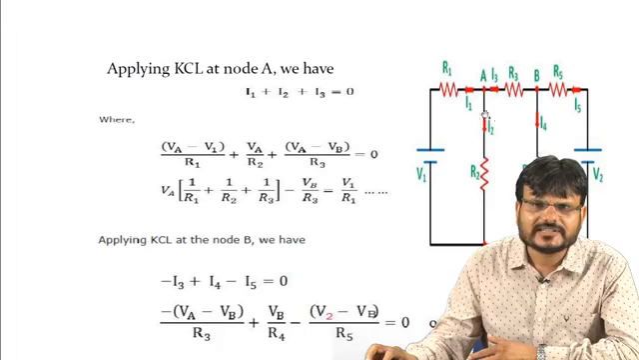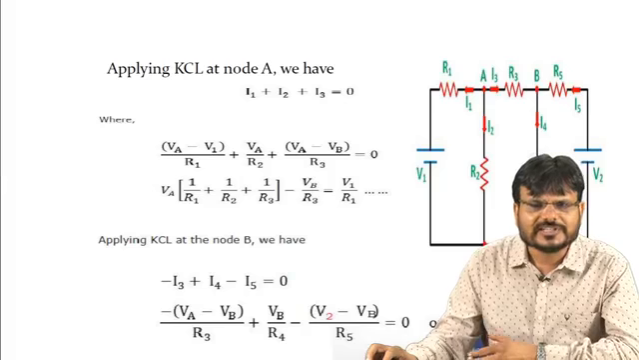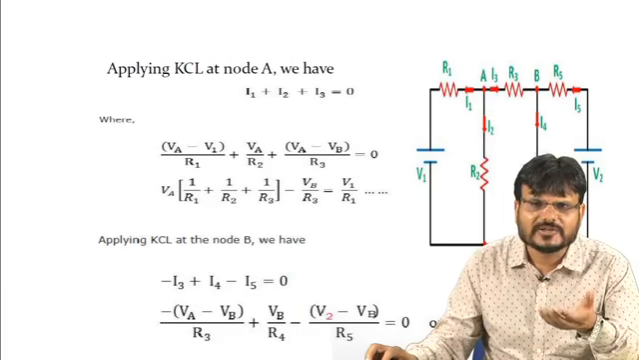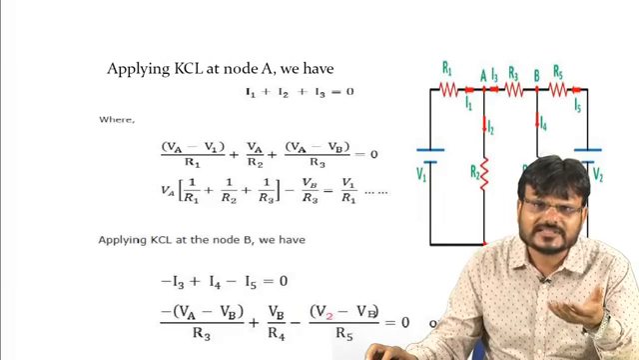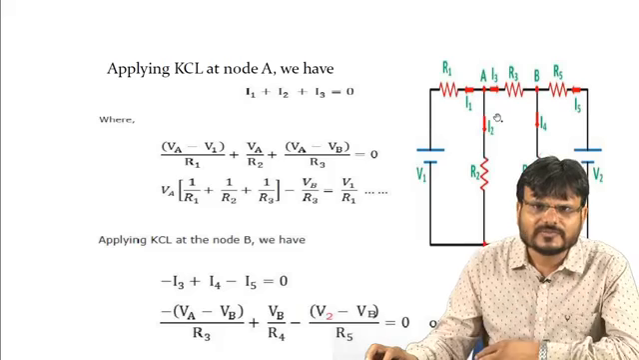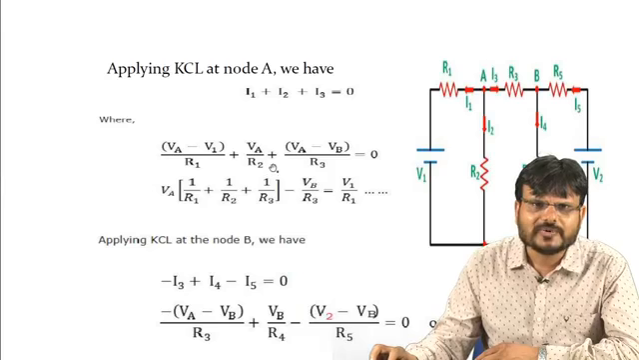Now the second current is I2. I2 is equal to VA minus VD upon R2. VD is a reference node, and the value of this reference node is taken as 0. So the net voltage is VA minus VD, that is VA only. So I2 can be denoted as VA upon R2.